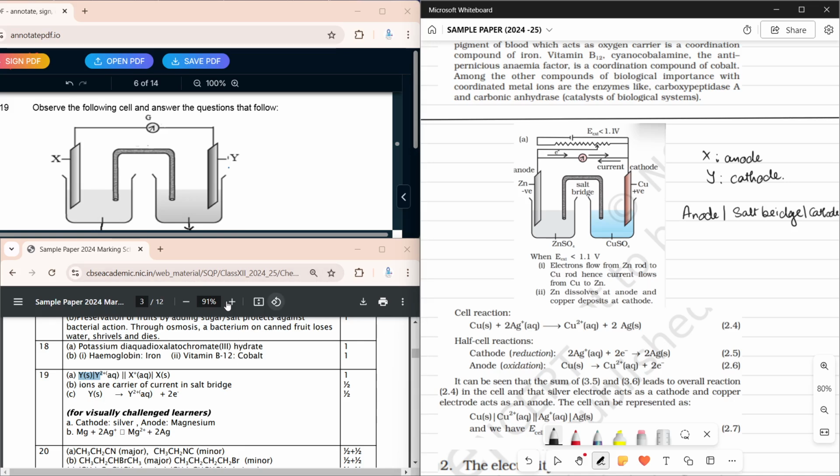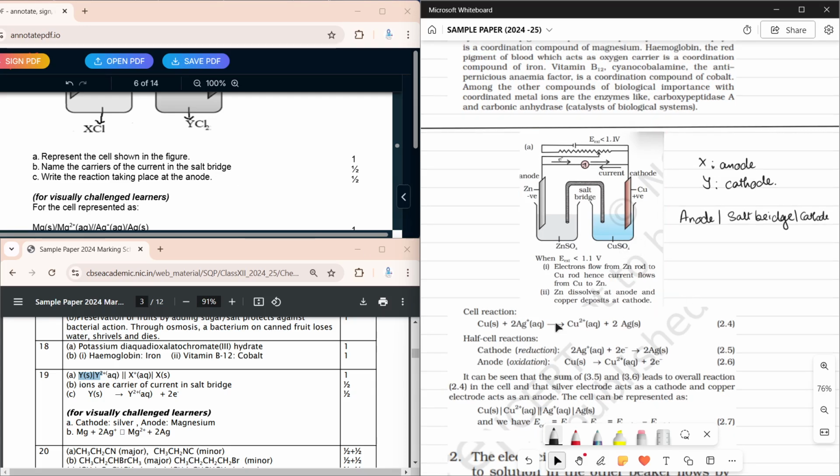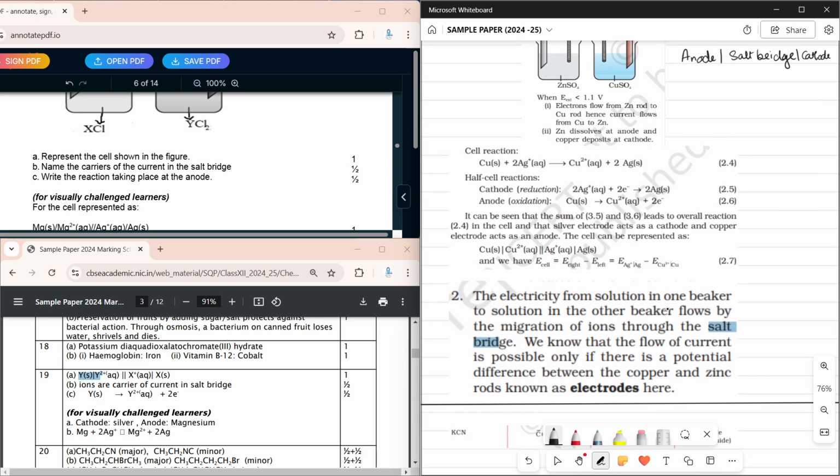Okay, now the next question is: name the carriers of current in the salt bridge. Actually, this particular concept has been discussed in the chapter called redox reactions in class 11. So that's where I was able to find this. So basically you have the migration of ions through the salt bridge, which is how the electricity is going from one beaker to the next. So the carriers of current are going to be the ions.